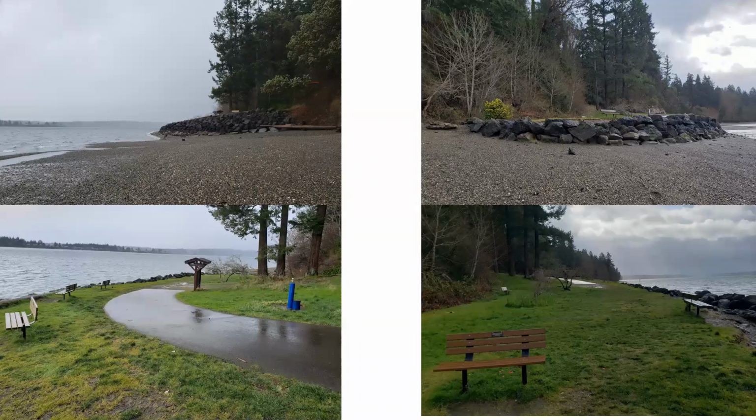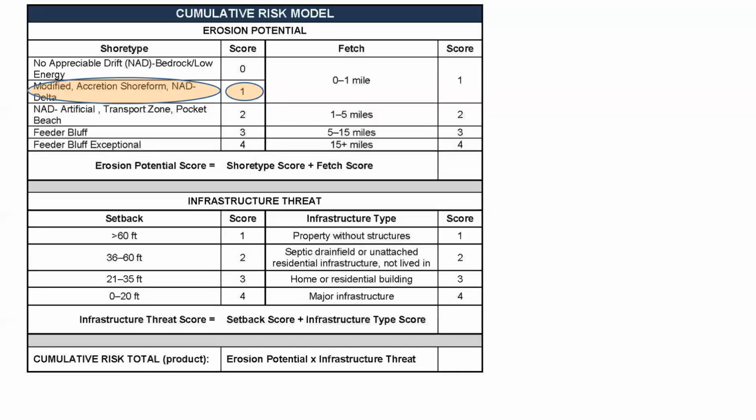So here are photos of the existing site conditions. You can see we've got an accretion shore form with a bluff backing it, but the structure, the existing bulkhead and the road are all in front of the bluff on that accretion shore form. So we'll start with our cumulative risk. We go to the table, we select our shore type. It's an accretion shore form, so we get a 1 for that score.